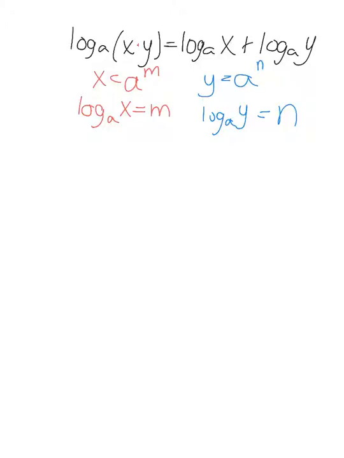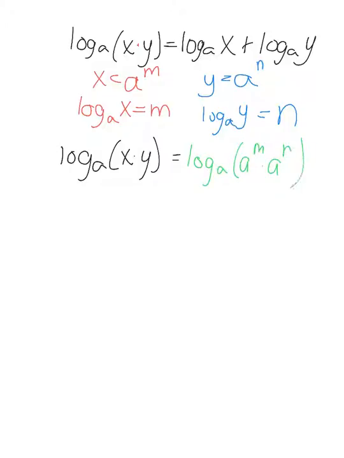So now I need to start proving what I wanted to show. I need to show something about this expression. So the log base a of x times y can now be rewritten, because we just said that x was a to the m and y was a to the n. So on the right side of this equation, I'm just going to rewrite it. Instead of x and y, we're going to call this a to the m times a to the n.